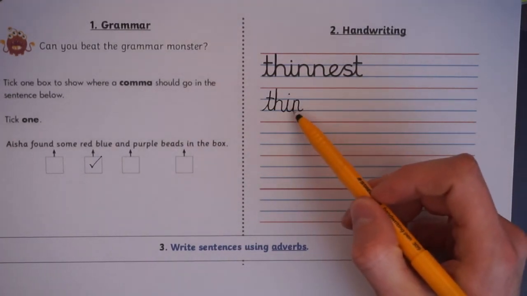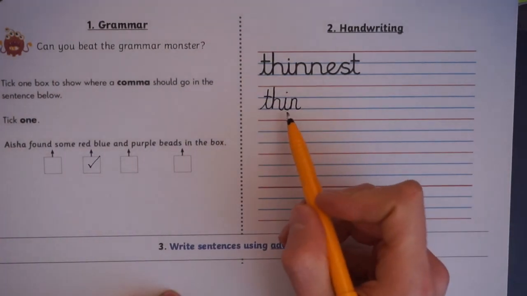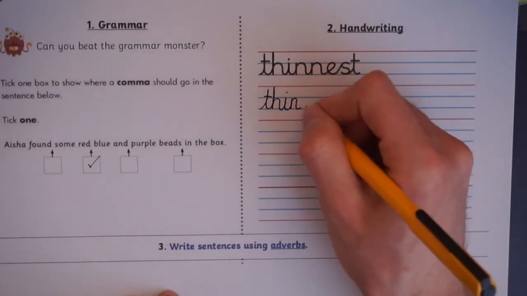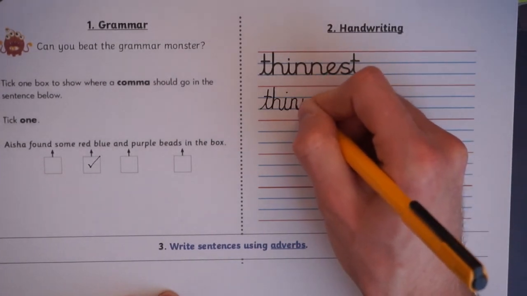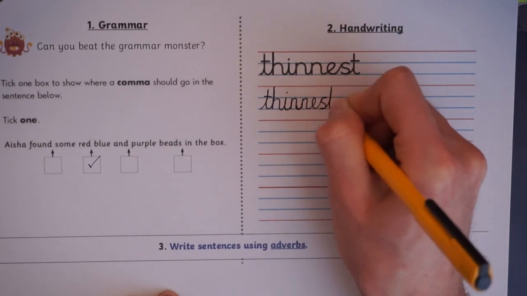because before our N, we've got a short vowel sound, so an A, I, O, E, or U sound. Because in this case we've got an I, in order to add our est on the end, we need to add another N and make this into thinnest.